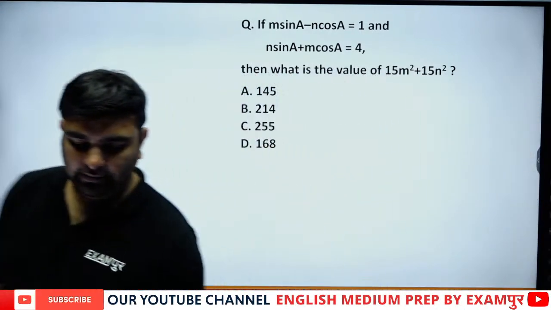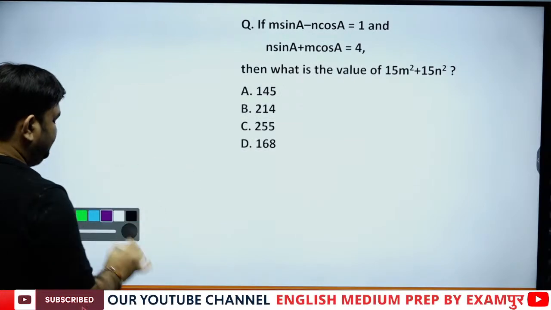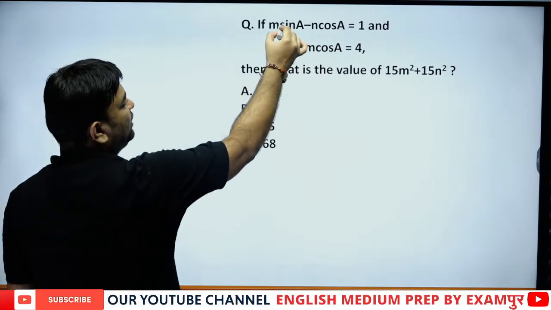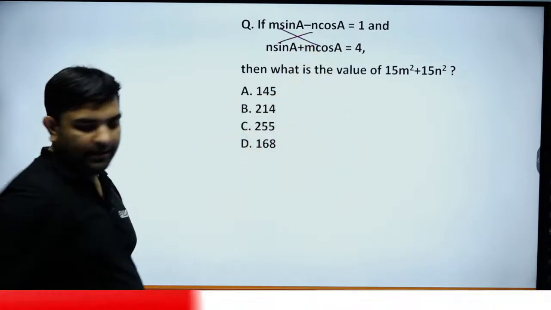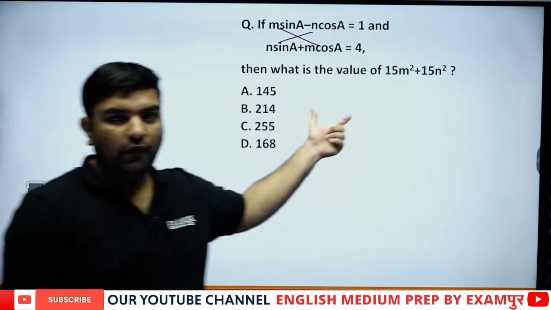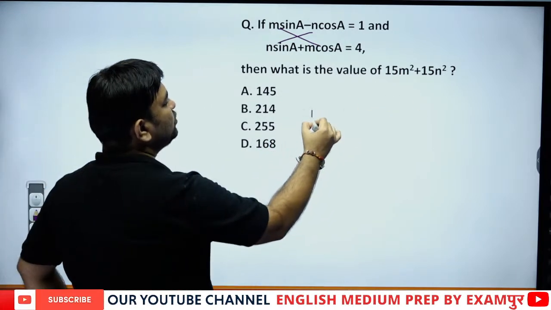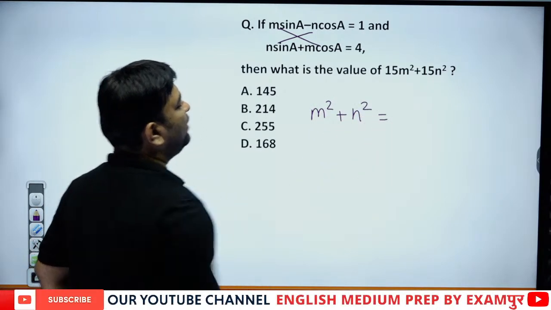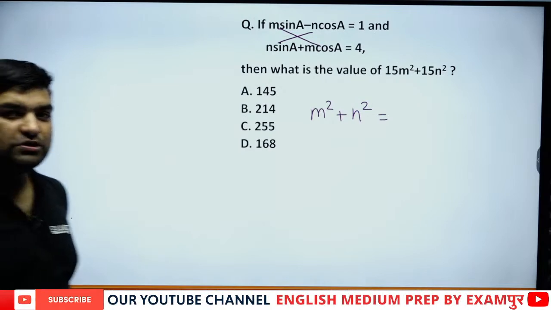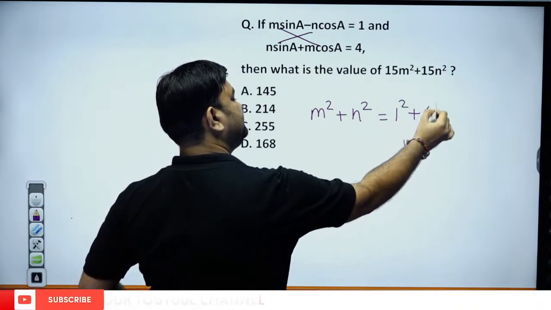Concept already taken in the previous session. What was the concept? Change of coefficients and change of sign between them. Then a square plus b square, that is the sum of squares of coefficients, is equal to the sum of squares of values.